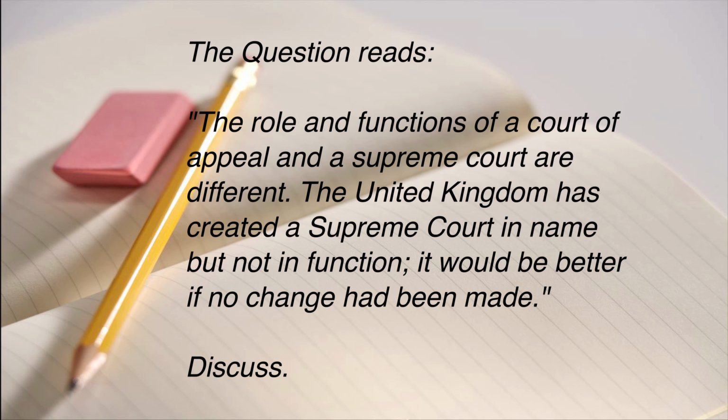Now, you see what the examiner has done. He's given you a non-contentious statement in the first sentence. Then he makes a statement that appears slightly inaccurate, somewhat accurate, somewhat debatable. And then he goes for the jugular and says it would have been better if they had done nothing. So the functions of a court of appeal and the Supreme Court are different; the UK has created a Supreme Court in name, but not in function; it would have been better if no change had been made. Discuss.